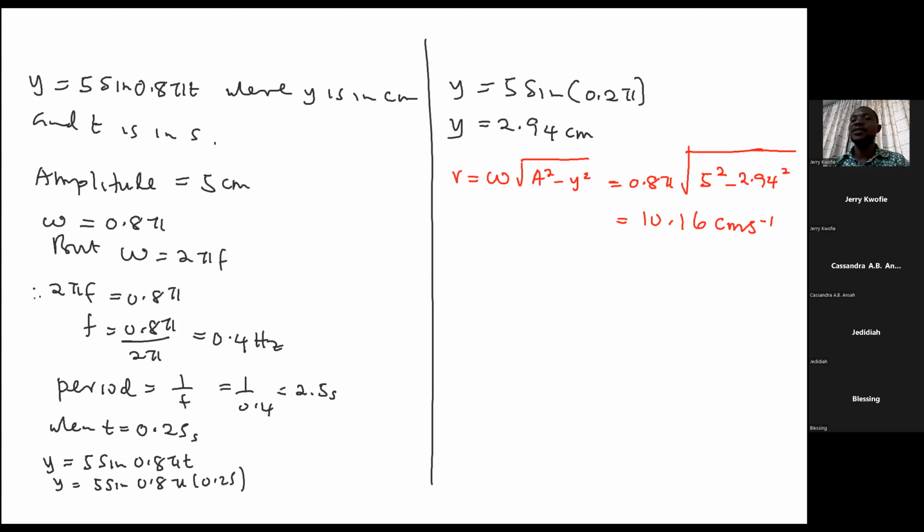Let's go to the acceleration. The acceleration is negative omega squared y. So we are going to make the substitution. We're going to have negative, the omega is 0.8 pi, so we have 0.8 pi squared, and the displacement, we have 2.94. All right. Again, our calculators will help us get the value of that expression. Please do that quickly.